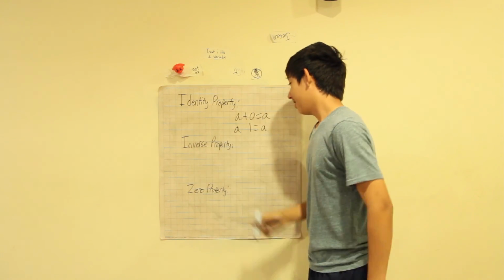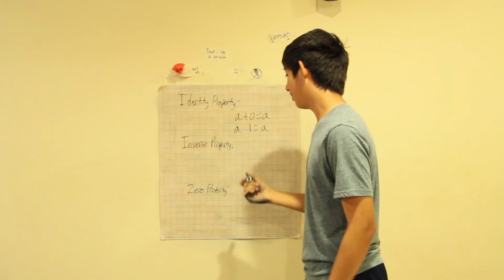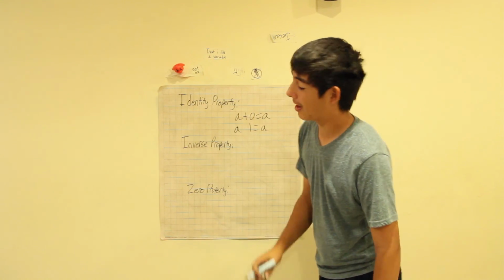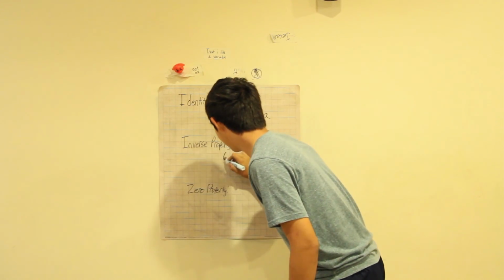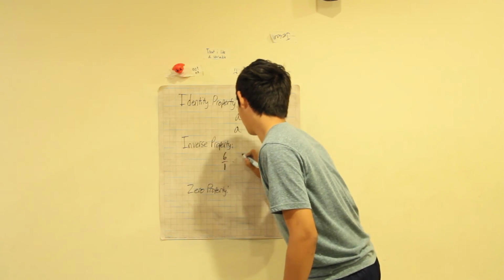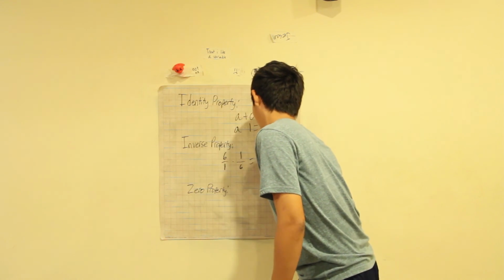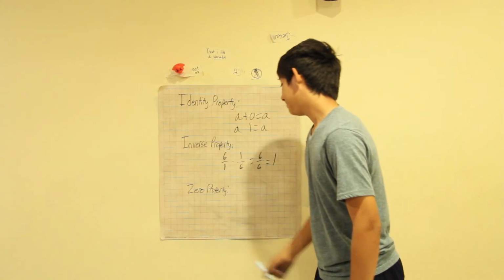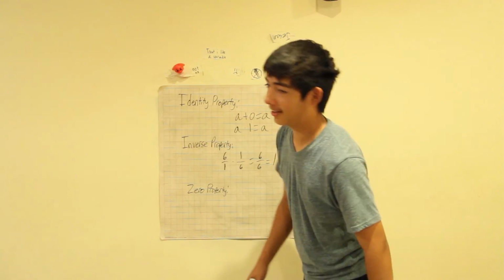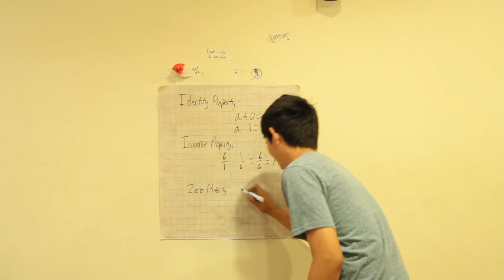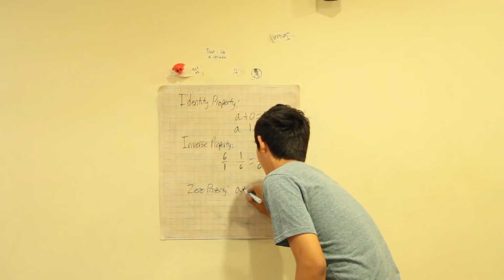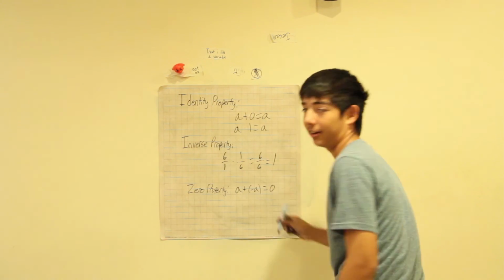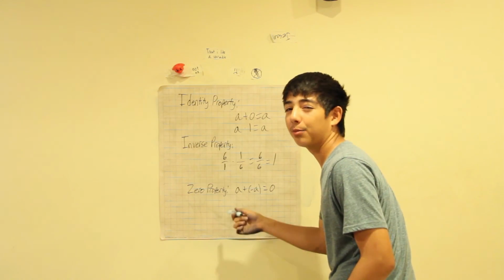Woo! Okay, let's get into inverse property. It's pretty simple. It basically says when you multiply a number by its reciprocal, you will get 1. So for example, 6 over 1 times 1 over 6 is equal to 6 over 6, which is equal to 1. Inverse property. Finally, zero property. This one is pretty good. A plus the opposite of A, or just A minus A, is equal to 0. That's for addition.